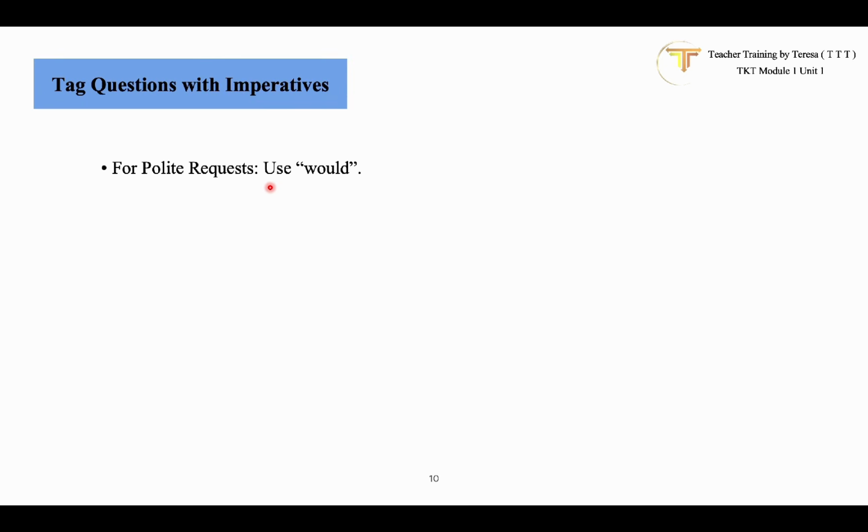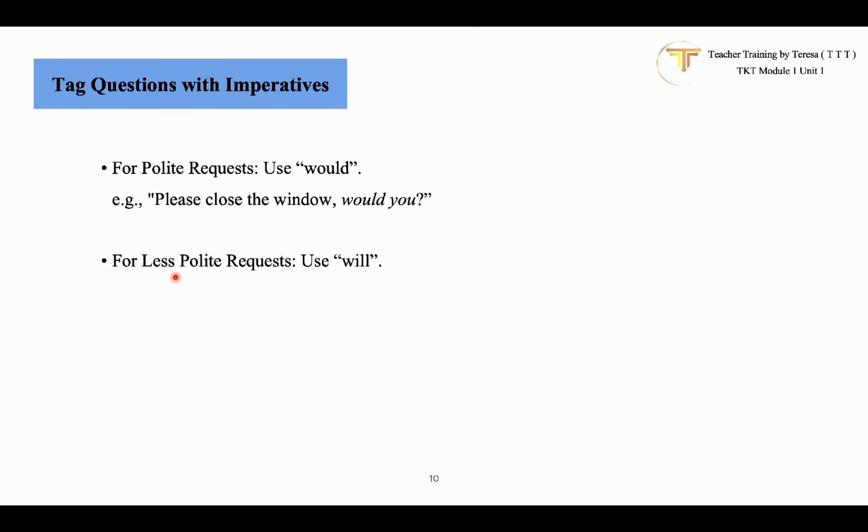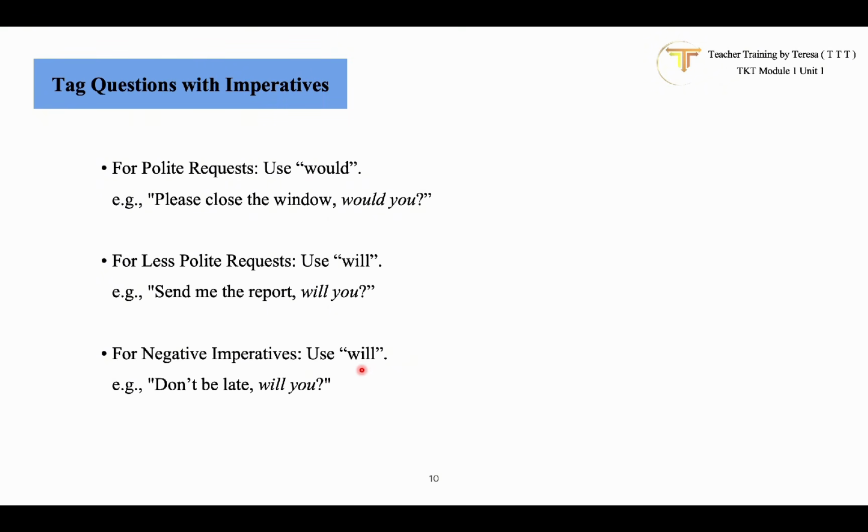For polite requests, use would. Please close the window, would you? For less polite requests, use will. Send me the report, will you? For negative imperatives, use will. Don't be late, will you?